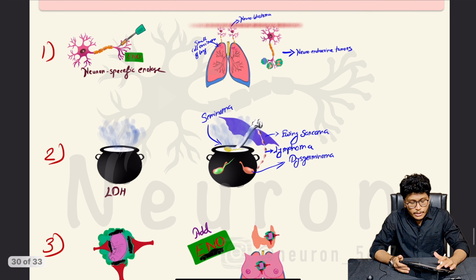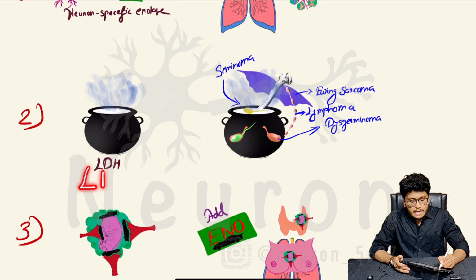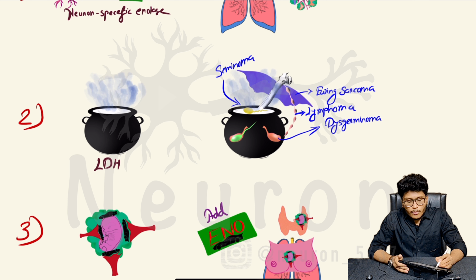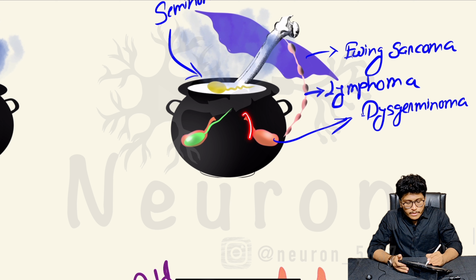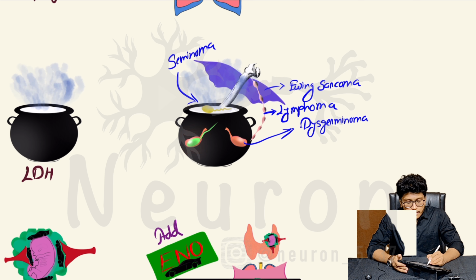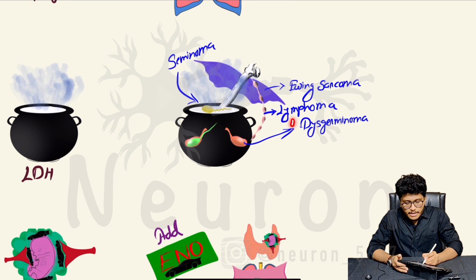Now let's move to the next tumor marker. The next tumor marker is LDH, lactate dehydrogenase. As you can see, this is the cauldron which is too hot, and in the cauldron there is milk. So you have to remember that lactate is milk. The water from the milk is vaporizing, so dehydrogenase. So lactate dehydrogenase. So these are the ovaries, and in one ovary you can see a germ, and in the second ovary there is no such germ. So this ovary is disgerminated. So from that you can remember dysgerminoma. One has a germ in it and the other ovary is disgerminated. So you can remember dysgerminoma.